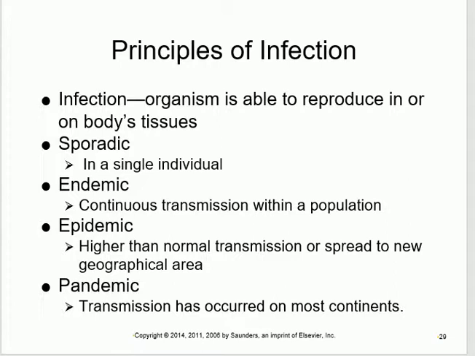Do you remember this? What's the difference between epidemic and pandemic? Epidemic is just one country, pandemic is the whole world. Yes. Epidemic is higher than normal in one country, in one spot in the country. Pandemic is across the globe, in different countries. Endemic is different than epidemic. Epi means many. Endemic means staying.